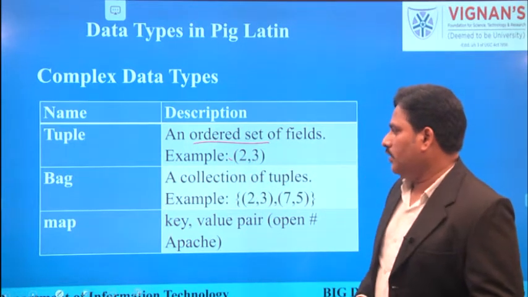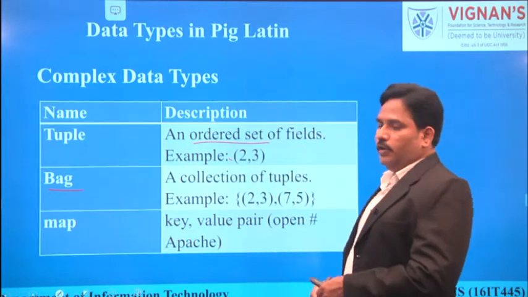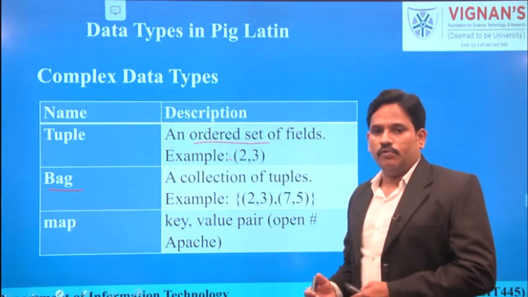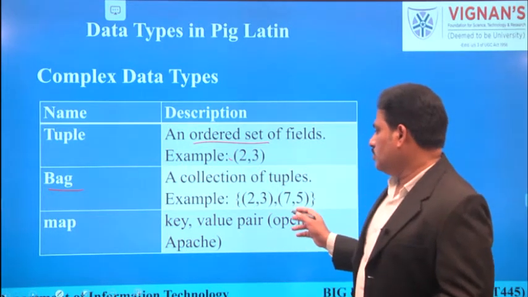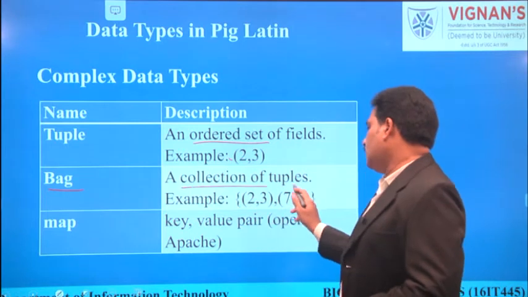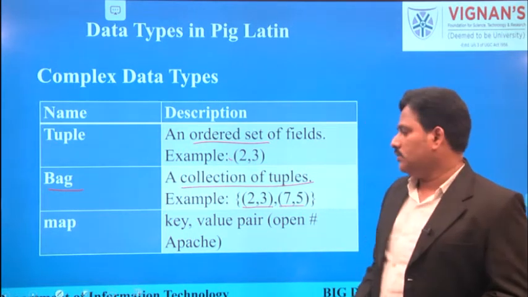And we can use one more data type called bag. Bag is a group of tuples. Whenever you want to write more sets into a single environment, we can use bag. It is a collection of tuples, like 2, 3 is one tuple, 7, 5 is another tuple.